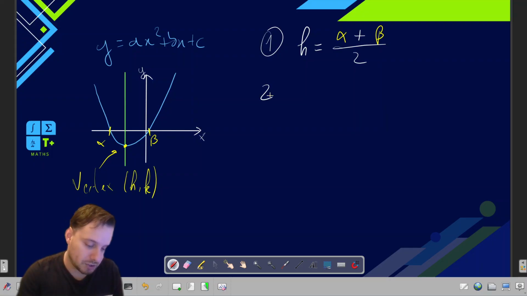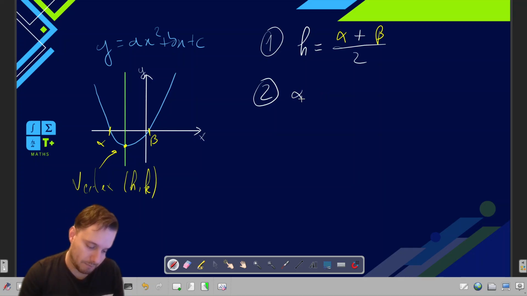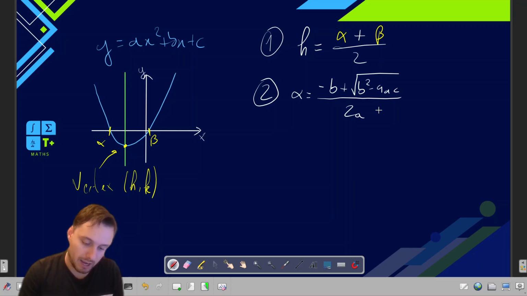And scenario number two is, what happens if we don't have roots? If we don't have roots, we can think of it. I'm going to be deriving a formula here, so bear with me. We can think of alpha, using the quadratic general formula, as negative b plus the square root of b squared minus 4ac, everything over 2a, and then beta could be negative b minus the square root of b squared minus 4ac, everything over 2a.